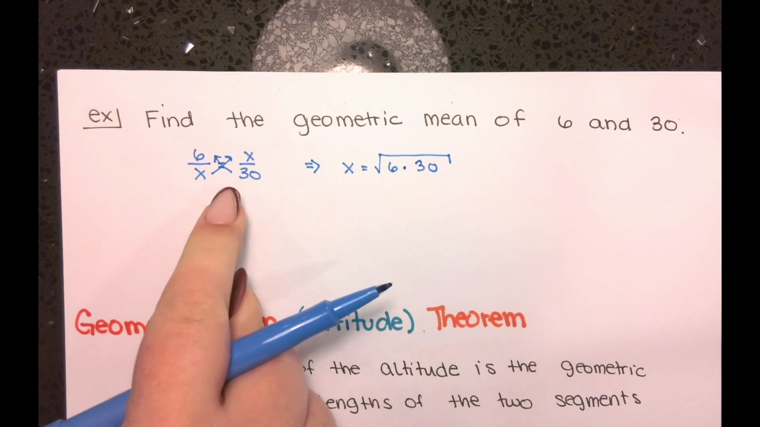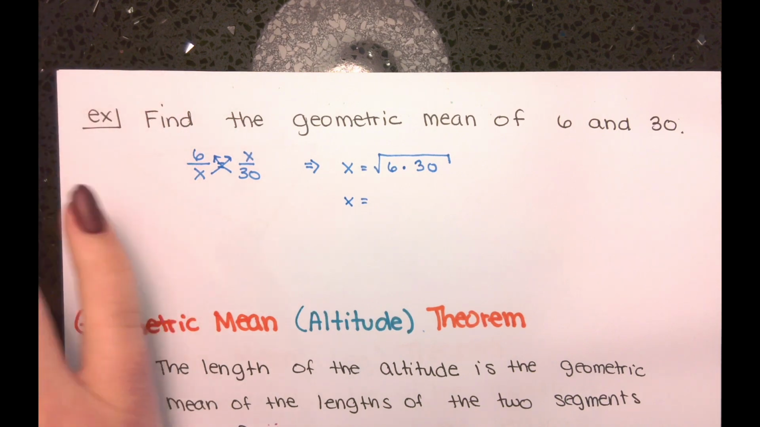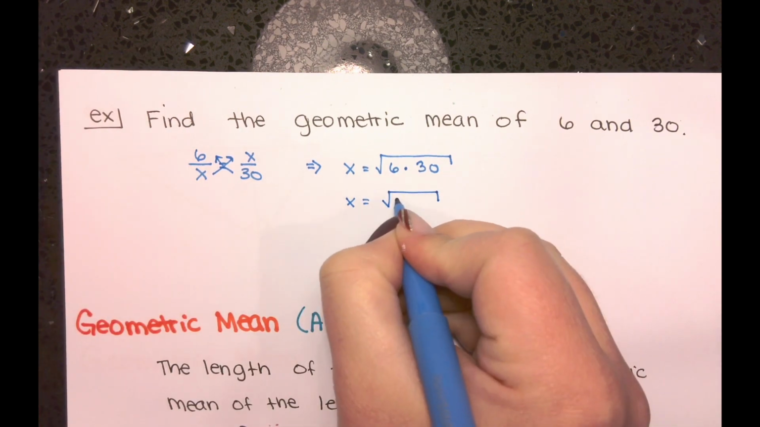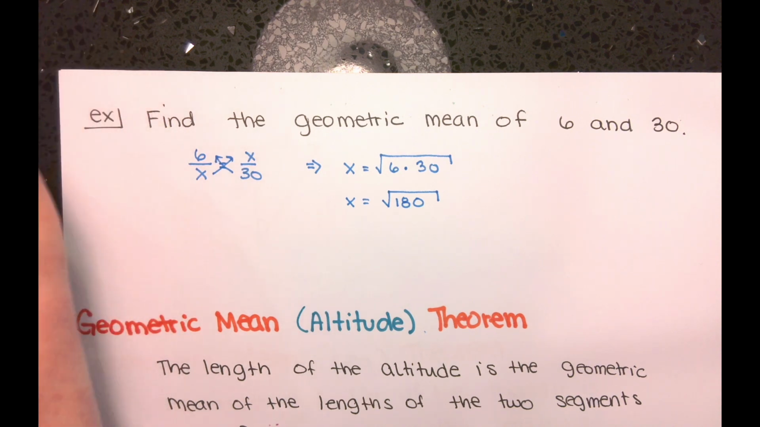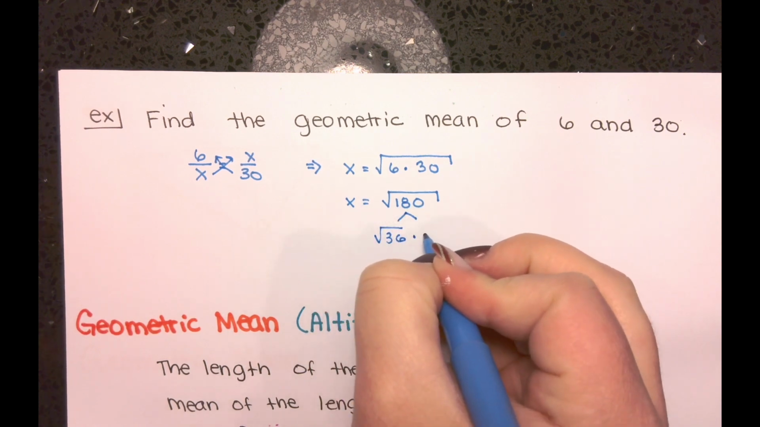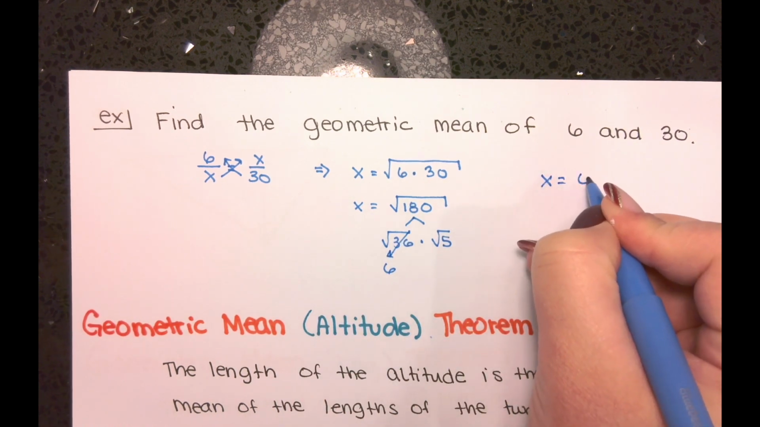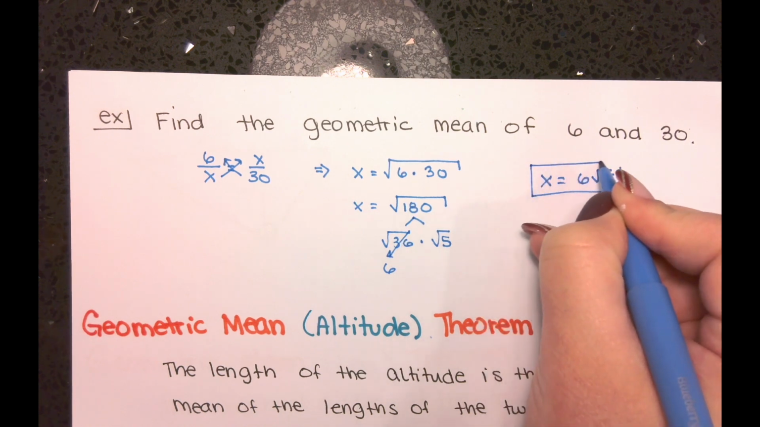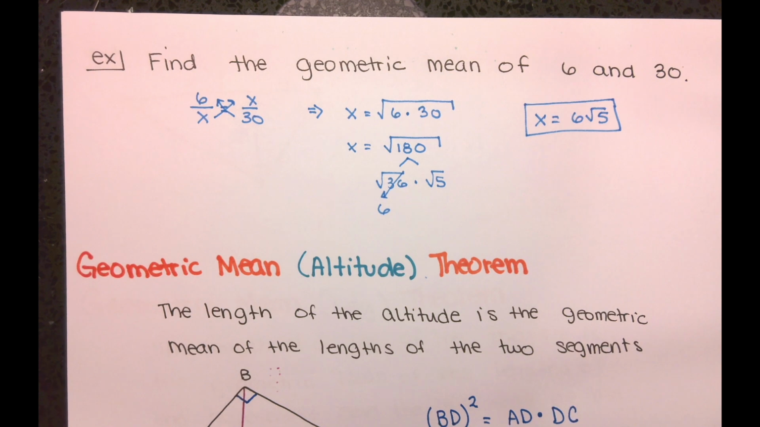And we can do that because of the cross multiplication. So 6 times 30, that is 180. Excuse me. And then we do need to simplify that a little bit more. 180 divided by, I believe it's 36. Let's check. Yeah. So we can split this up into 36 times 5. The square root of 36 is just 6. So we have x is equal to 6 root 5. Remember, in this unit, we're not doing decimals. We are doing radicals and making sure we have our radicals simplified. That is a prerequisite that we had from semester 1.